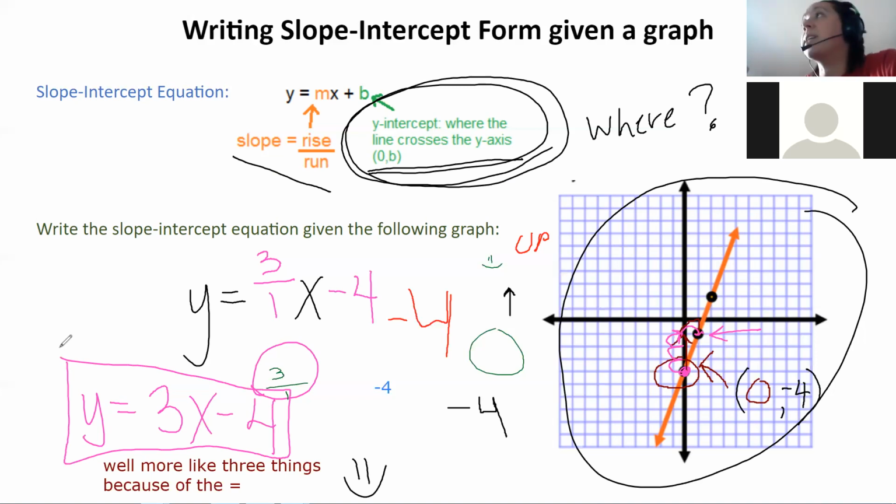Does that make sense, guys? You're just reading the slope and the y-intercept off of the graph and sticking it in the right spot. That's the objective. Any questions on that? No questions? Beautiful.